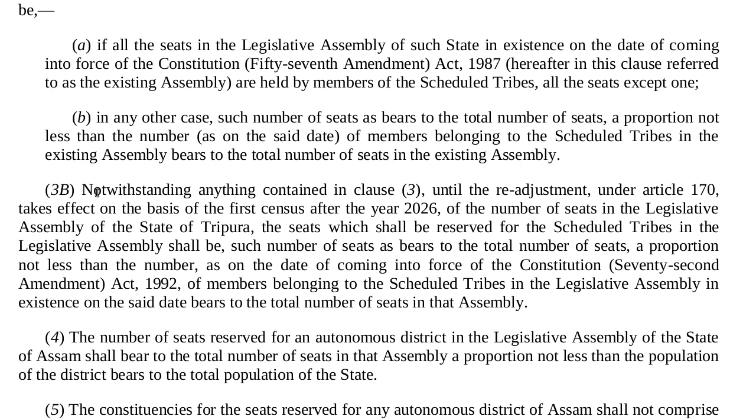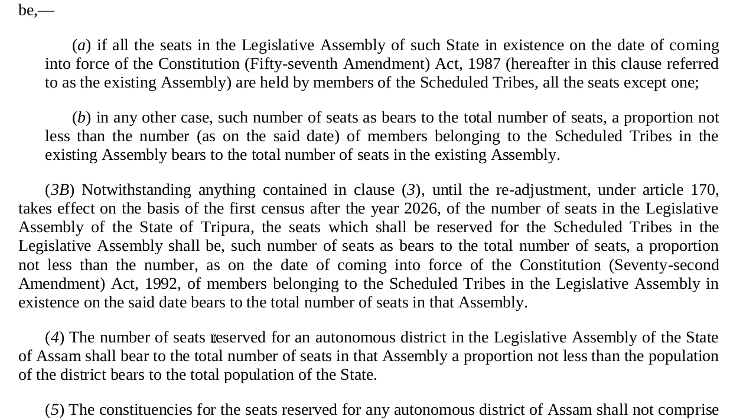3B. Notwithstanding anything contained in clause 3, until the readjustment under article 170 takes effect on the basis of the first census after the year 2026 of the number of seats in the legislative assembly of the state of Tripura, the seats which shall be reserved for the scheduled tribes in the legislative assembly shall be such number of seats as bears to the total number of seats a proportion not less than the number, as on the date of coming into force of the Constitution 72nd Amendment Act 1992, of the members belonging to scheduled tribes in the legislative assembly in existence on the said date bears to the total number of seats in the assembly.